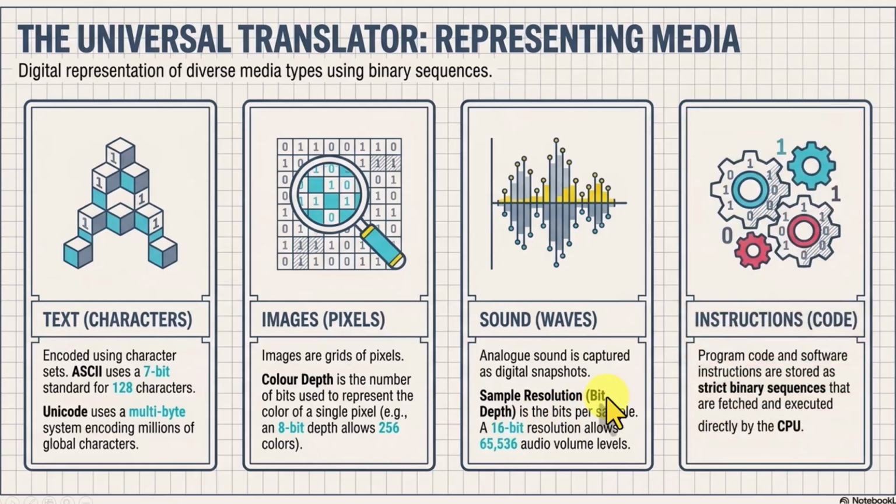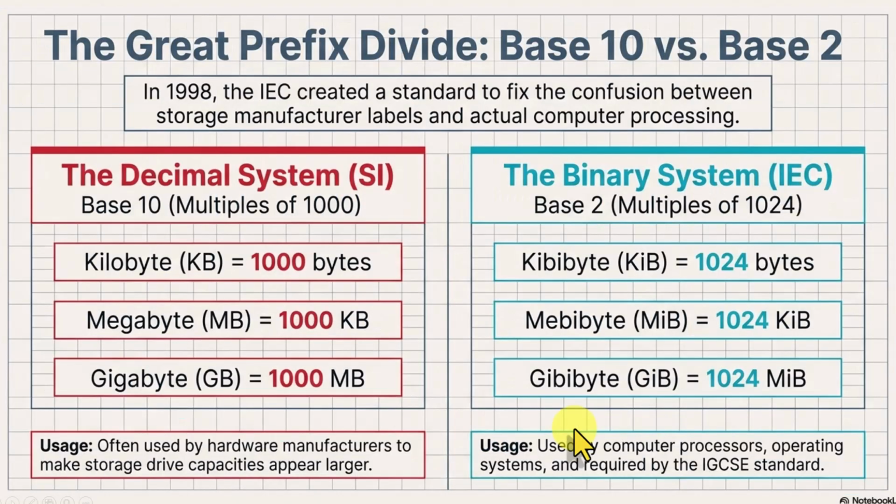And the last one, instructions or code. Program code and software instructions are also stored as strict binary sequences that are fetched and executed directly by the CPU. So everything is changed to binary in a computer.